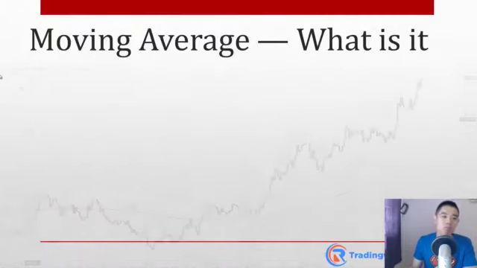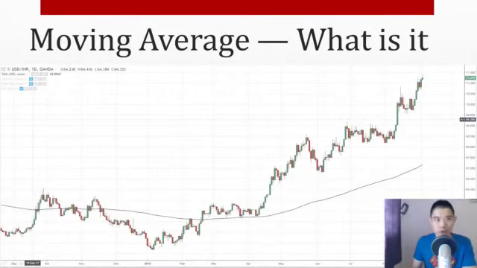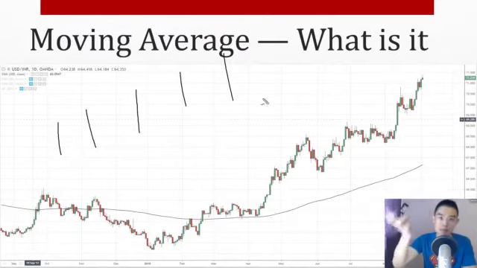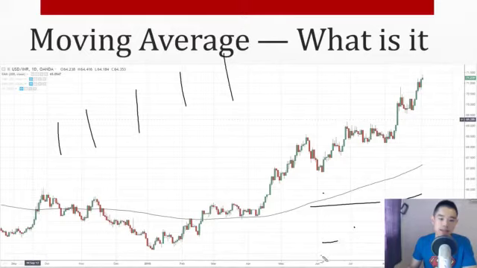What is it? Moving average is a line on your chart. How it's calculated, let me share with you. Let's say a 5-period moving average. How we get its value is, let's say you have the last 5 candles, 1, 2, 3, 4, 5. What it does is take the closing price of the last 5 candles, add up all the closing prices and divide by 5. Let's say you get a value called X. This is shown as one dot on your chart. Let's call it X.